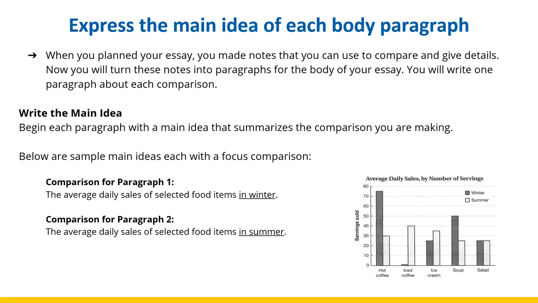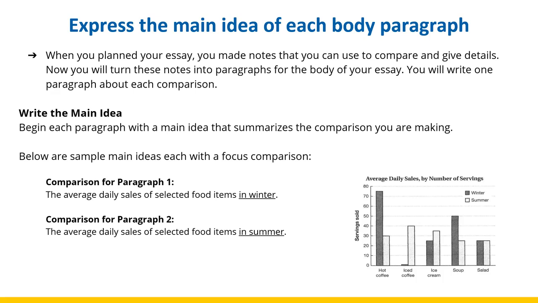So for example, comparison for paragraph 1 is the average daily sales of selected food items in winter, and comparison for paragraph 2 is the average daily sales of selected food items in summer, which means when you are going to write your body paragraphs, your first body paragraph is going to be only about winter time, and your body paragraph 2 is going to be summertime. So you have to compare them.